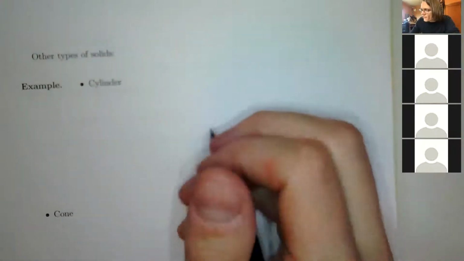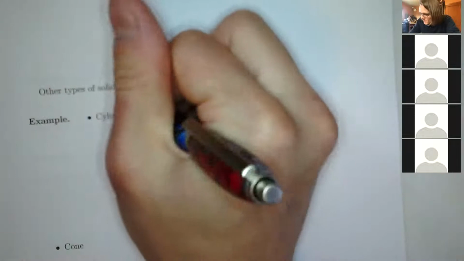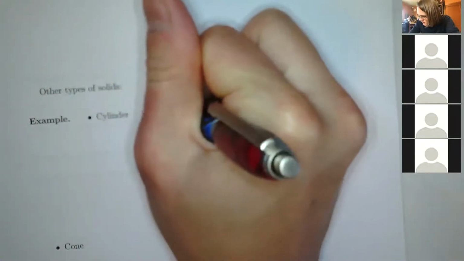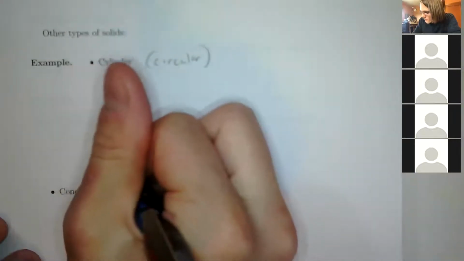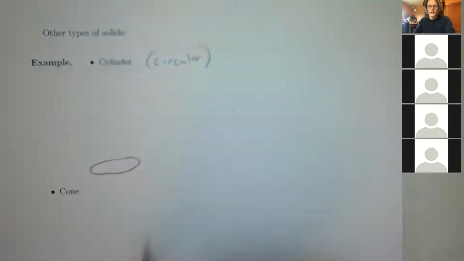So for instance, if I had a cylinder, and I'll say circular, it looks something like this. So I have a circle, right? And then I'm going to extend it up. Imagine a beaker in chemistry class.